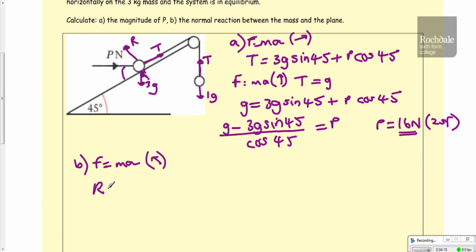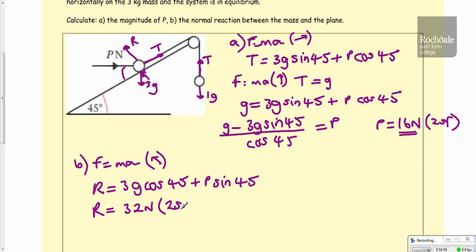Upwards, we've got R, and then downwards we'll have 3g cos 45, that's a component of the weight, but we'll also have a component of this force P, and that will also act downwards because if you resolve to the perpendicular, the arrow will be pointing downwards, so it's acting in the same direction as the weight. Now we know the value of P, hopefully you've saved the full value in your calculator from earlier, so if you substitute that in and work it out in full, it should work out, I think, to be 32 newtons to 2 significant figures.